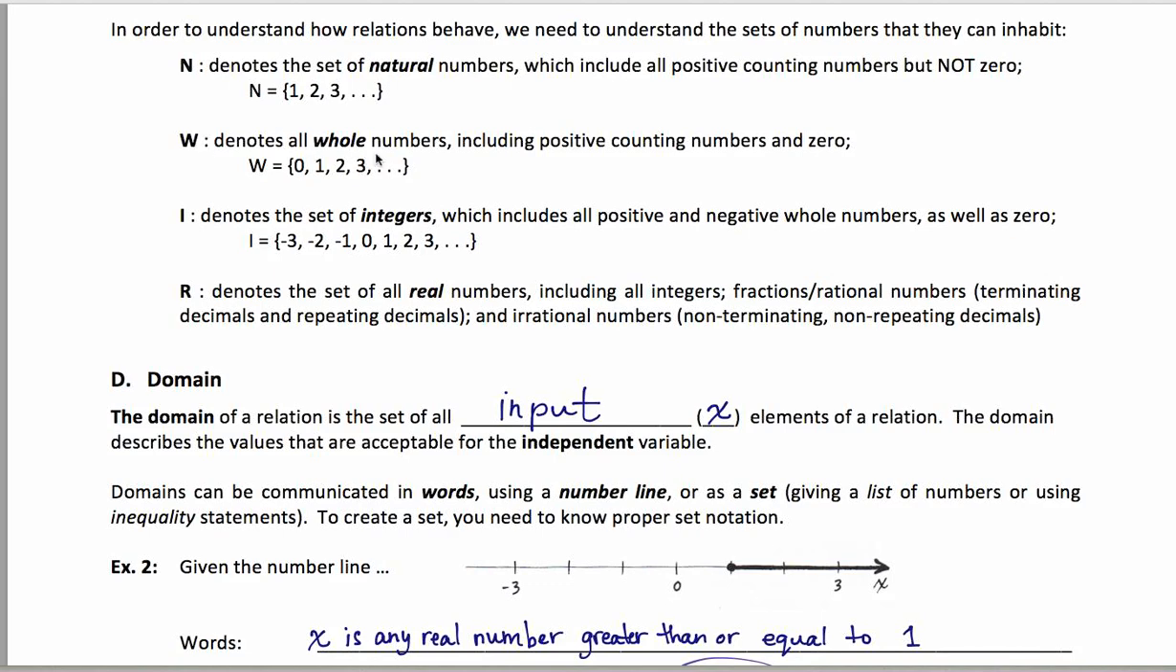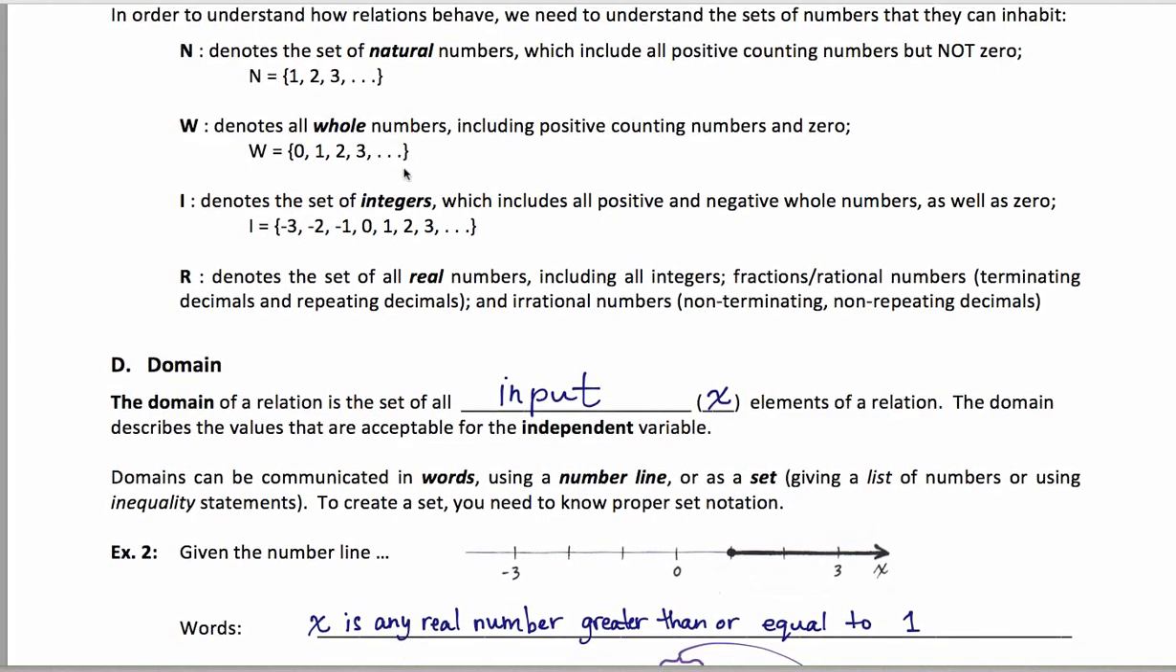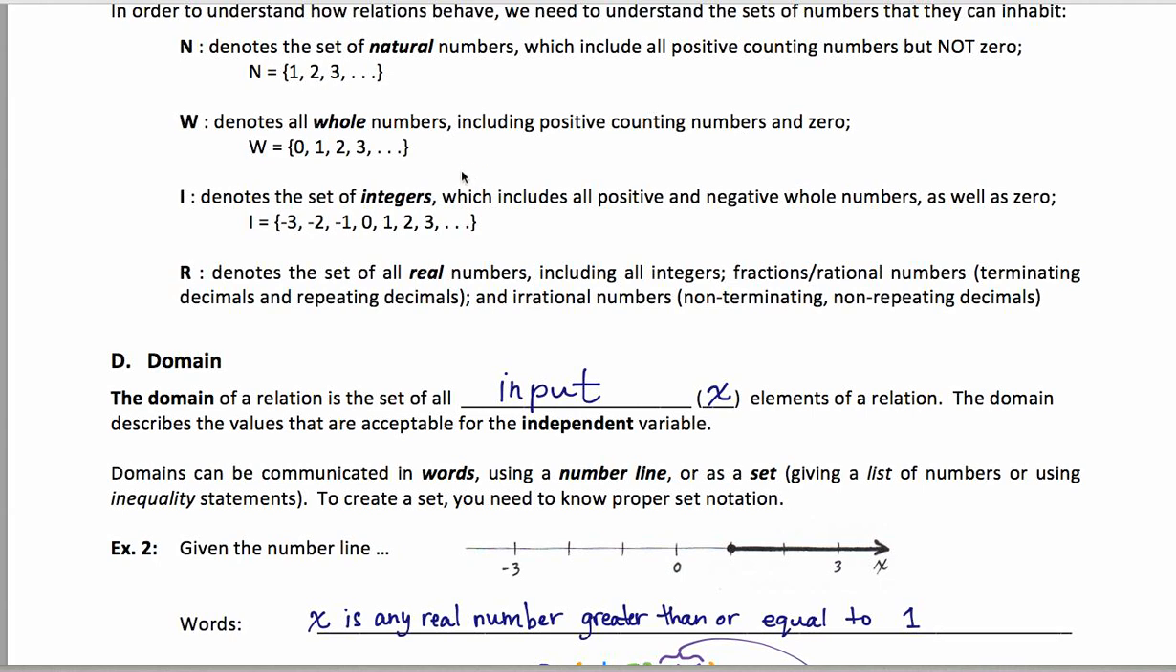W denotes the whole numbers. This was a big jump in terms of abstract thinking, the fact that you can have none of something. So when you add zero in, and it may help you to remember that the word whole has that O in there that will remind you of the zero, whereas in natural, there's no O in there, so there's no zero in the natural numbers. That includes the positive counting numbers and zero. So notice that the natural numbers are actually elements of whole numbers. Okay, it's just that whole numbers also have zero.